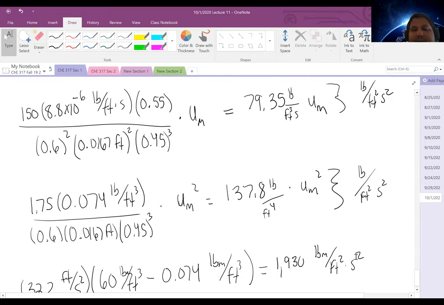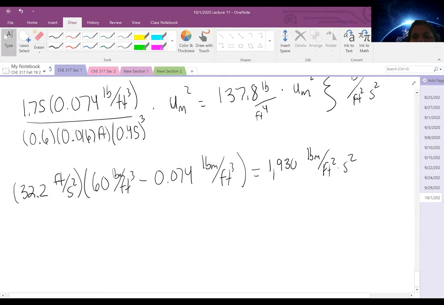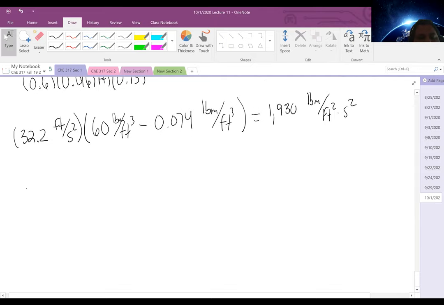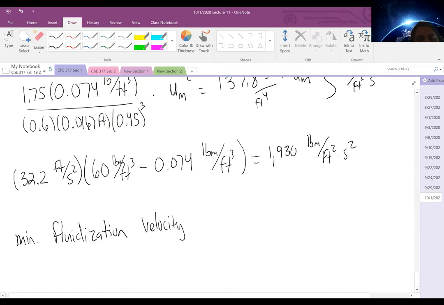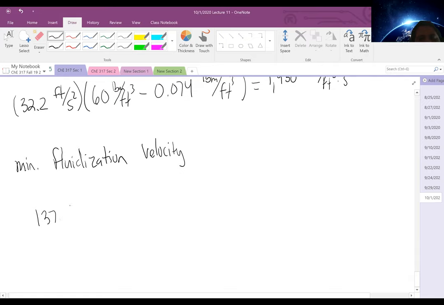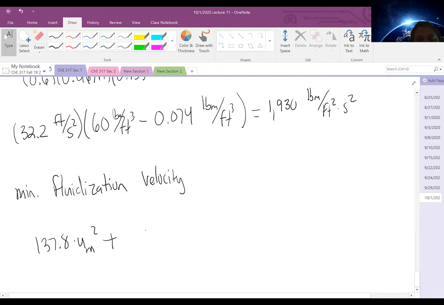And so if I were to bring this over and reorganize, I can write the expression that I have for my minimum fluidization velocity as 137.8 u sub m squared plus 79.35 times u sub m minus 1930 equals zero.